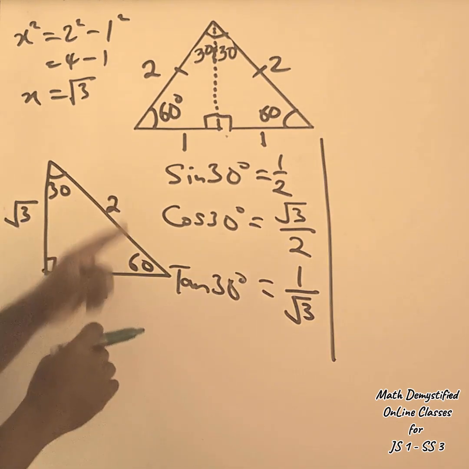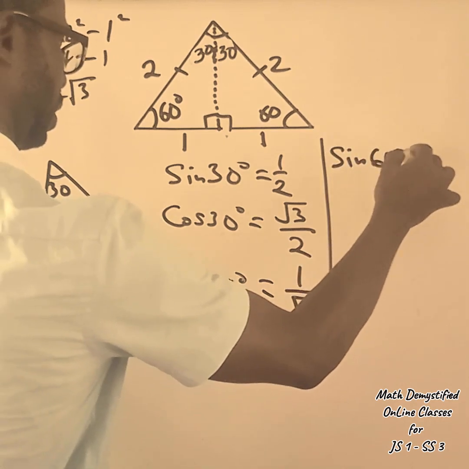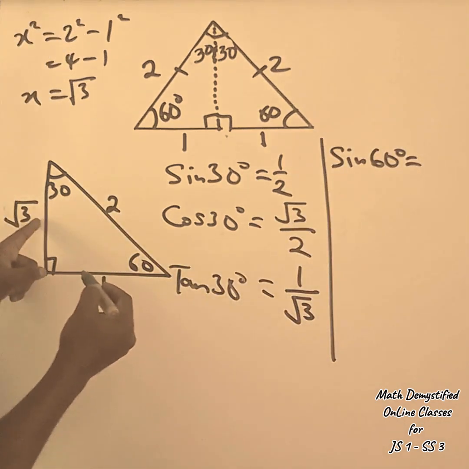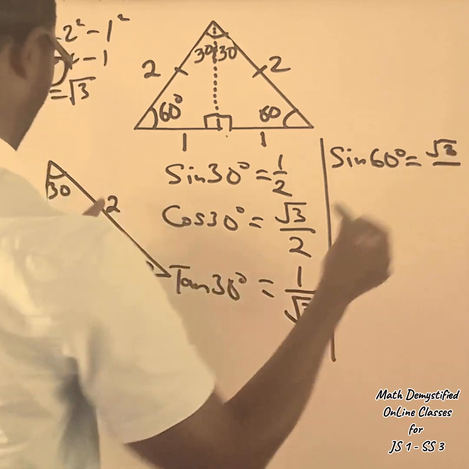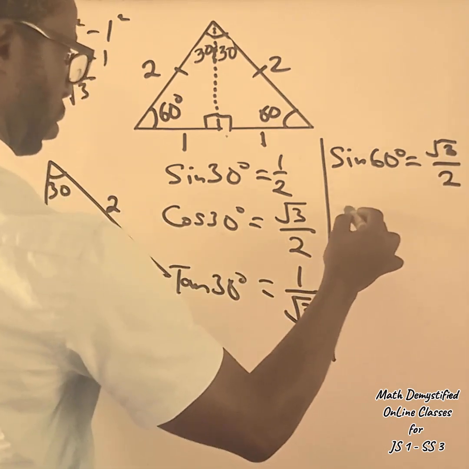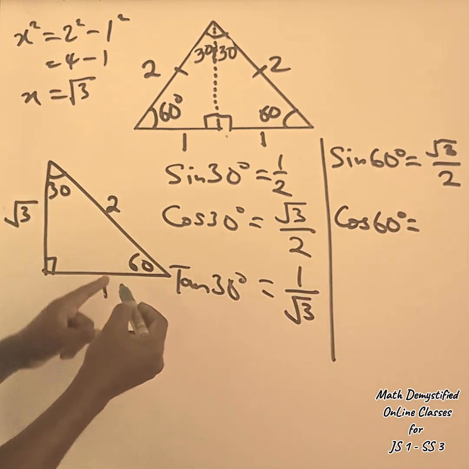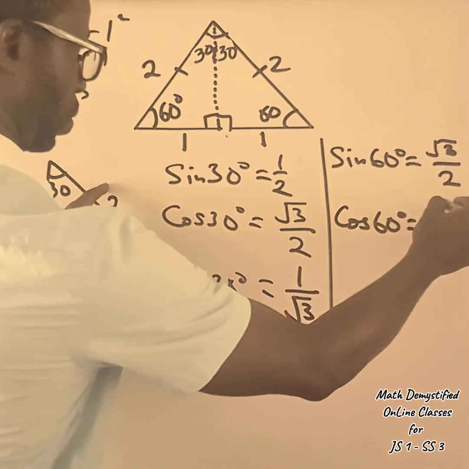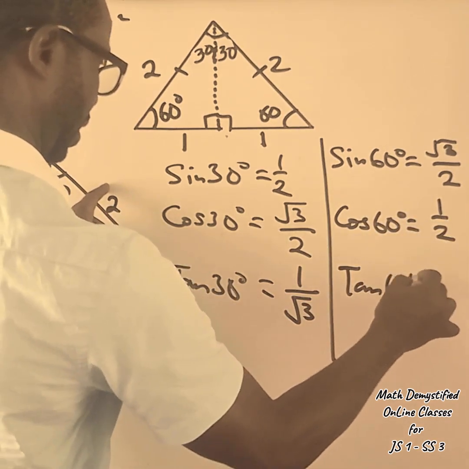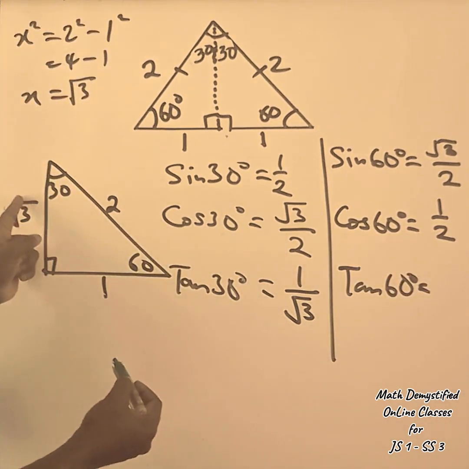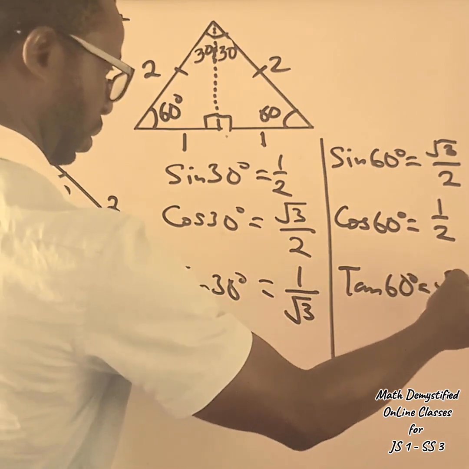Okay, let's do for 60 degrees. So we have sine 60 degrees being equal to opposite over hypotenuse, and that is root 3 over 2. Then cos 60 degrees will be equal to adjacent over hypotenuse, which is 1 over 2, and tan 60 degrees will be equal to opposite over adjacent, which is root 3 over 1, and that is just root 3.